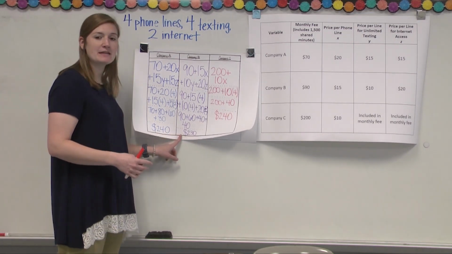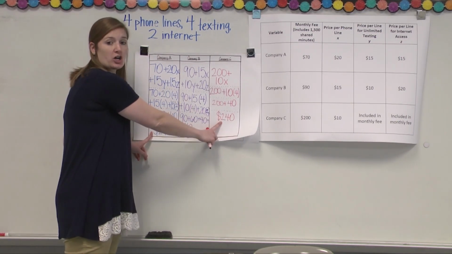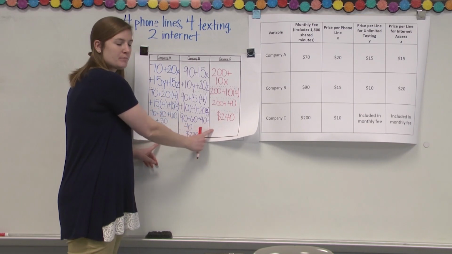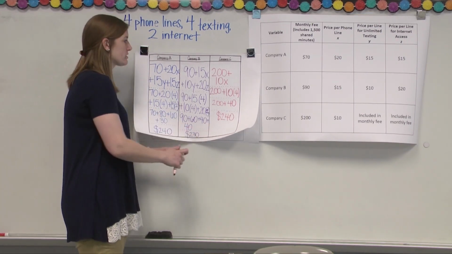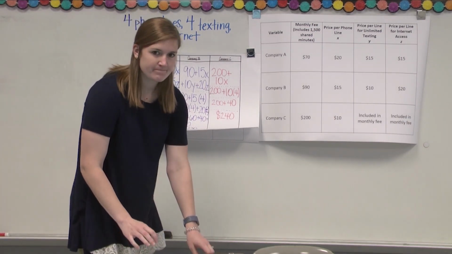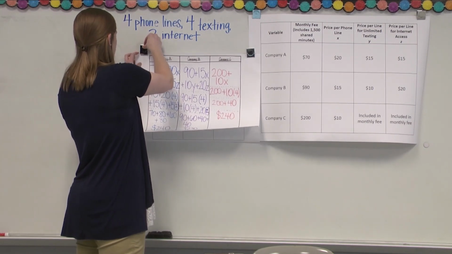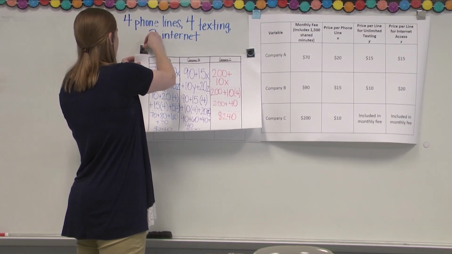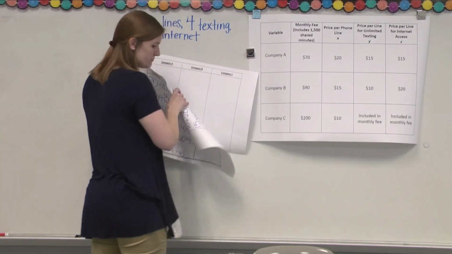If you picked Company B, you are correct. Company A and Company C are both going to cost $240, while Company B only costs $230. So we're going to save $10 by choosing Company B. Good work. Now we're going to have another scenario for you to practice with.